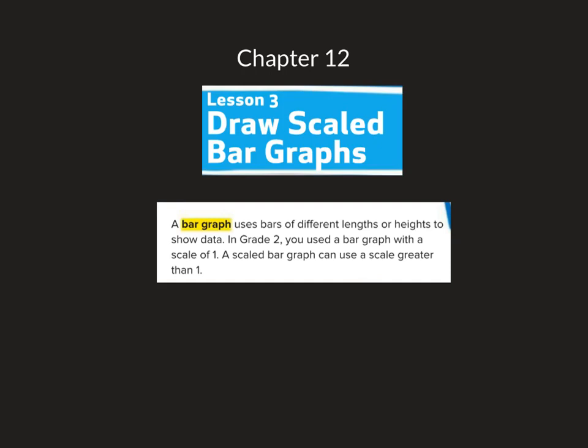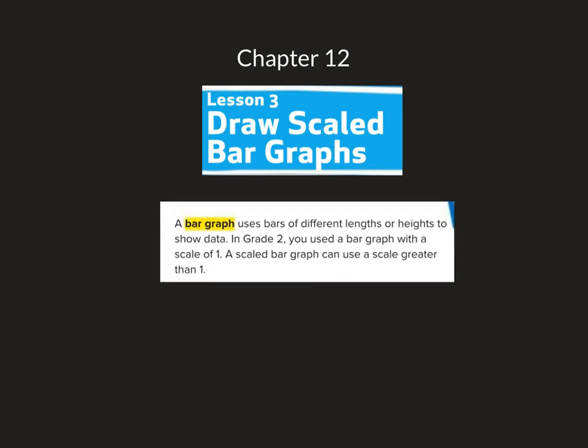Alright, so in the last video we were talking about scaled pictographs, picture graphs. Today we're going to be doing scaled bar graphs. A bar graph is just like it sounds. A pictograph is a picture graph. A bar graph is a graph that uses bars, right? So we don't have to do too much thinking to figure out what it's supposed to look like. A bar graph uses different lengths or heights to show data.